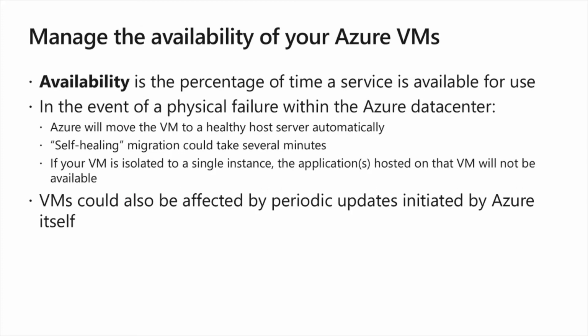So, manage the availability of your Azure VMs. You need to make sure that your VM is highly available, and availability is the percentage of time a service is available for use. In the event of physical failure within the Azure data center, Azure will move the VM to a healthy host server automatically, and there will be self-healing. If your VM is isolated in a single instance, the applications hosted on that VM will not be available. And the VM could also be affected by the periodic updates initiated by Azure itself.